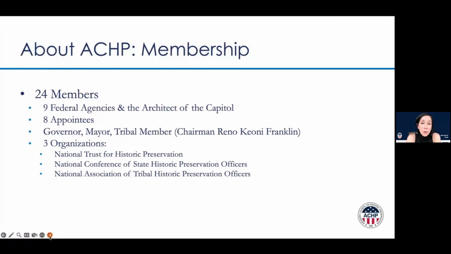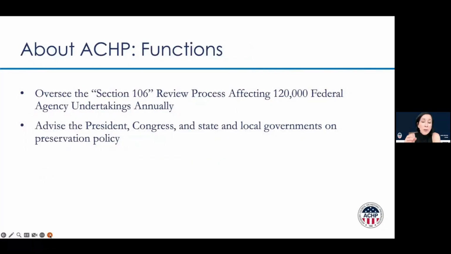Of course, we also have observers. So I've appointed a few observers to serve on the council, but the national NAPC has been one for many years. As a federal agency, our functions are delineated by Congress.